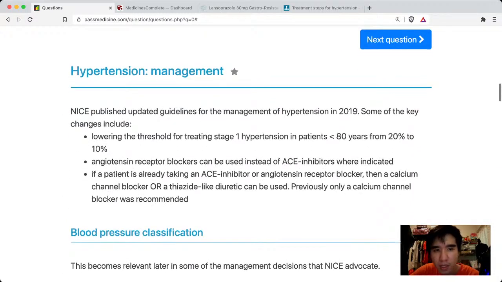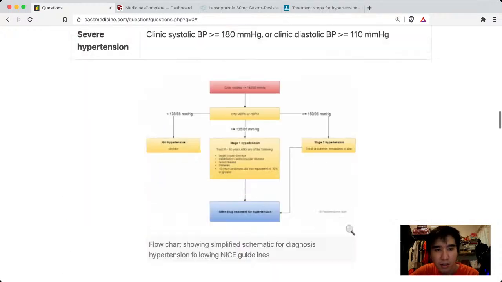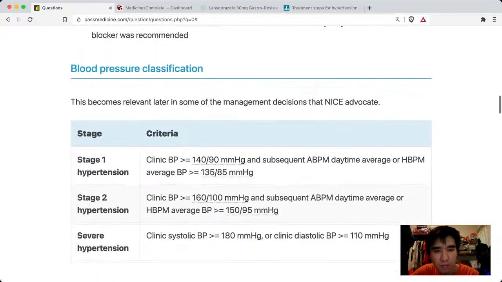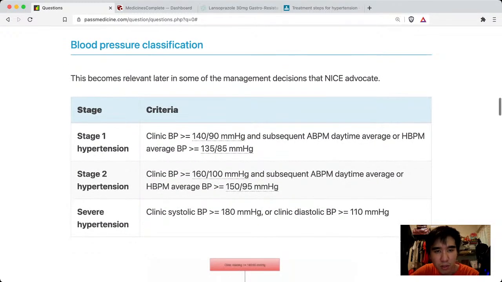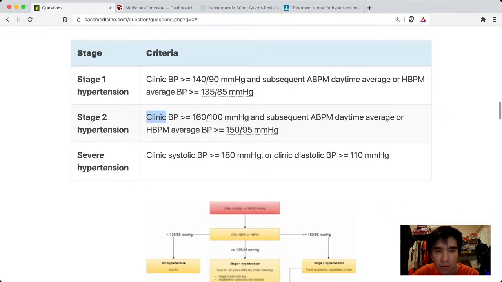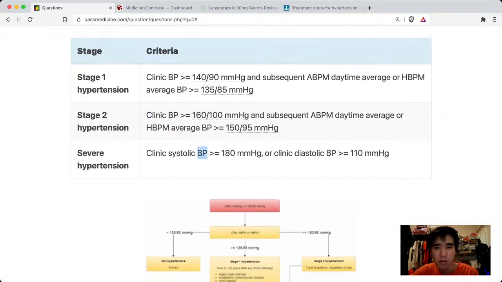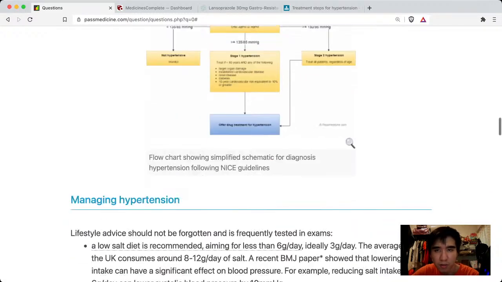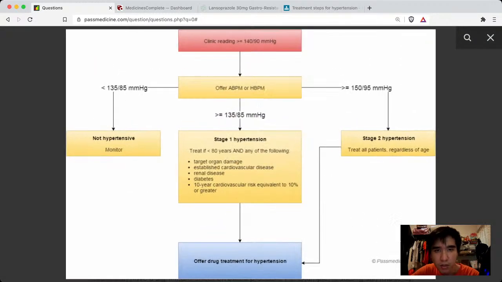Okay. Hypertension management. I've just been through NICE guidelines, which is more accurate. Stage 1 is more than 140/90, or ABPM, HBPM more than 135/85. Stage 2 is more than 160/100, or ABPM, HBPM of more than 150/95. Severe is systolic more than 180, or diastolic more than 110. And here's the flow chart.